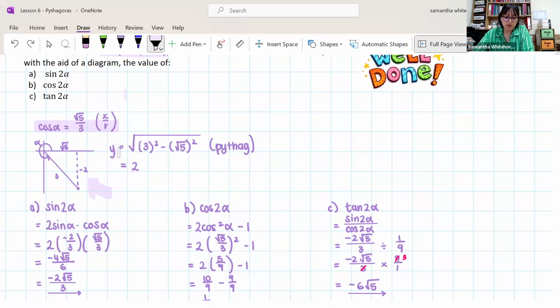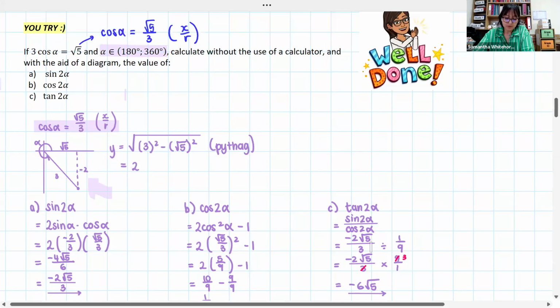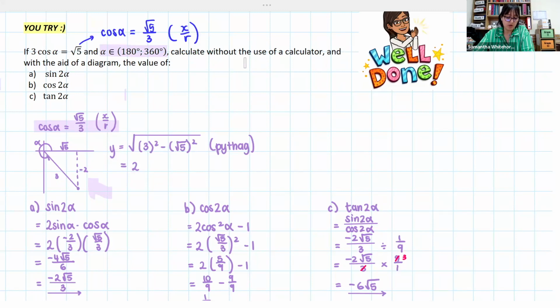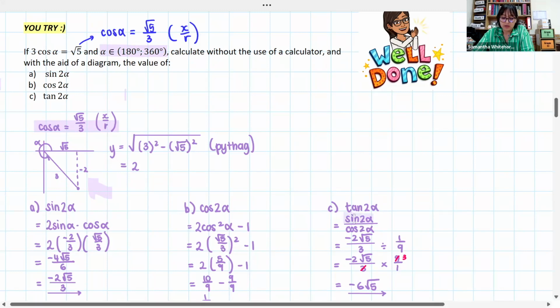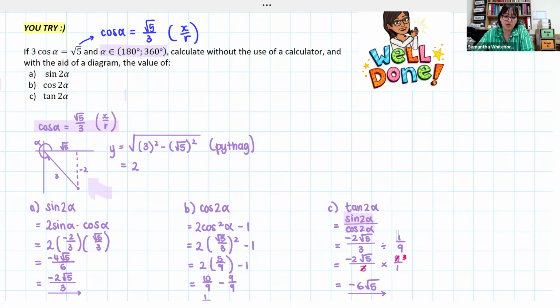Okay, once you've done that, it's easy enough to go and work out the rest. So sine 2a, sine double angle, you can get sine a and you can get cos a because that's the angle you were working with. Cos 2a, again, you can use any formula that you want. You don't have to use the 2 cos squared minus 1, it's up to you. And then tan 2a, you use your identity, that's sine 2a over cos 2a. You already have both of those values, so you can essentially substitute in and solve.